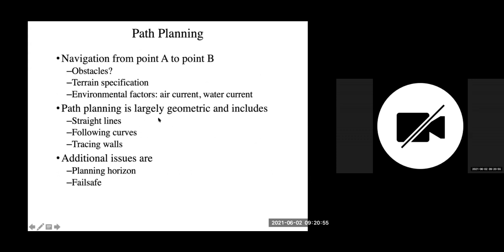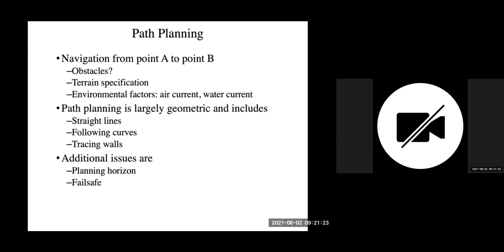So for navigation from point A to B, we typically consider a couple of things, including the obstacles. How do we avoid obstacles? And also terrain specification. In certain cases, we want to optimize in terms of, for example, the time or the energy used from A to B. So the terrain is pretty important. And sometimes it's also for safety issues, for some safety constraints.